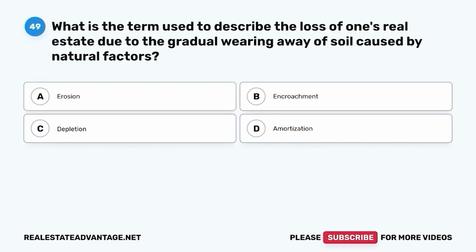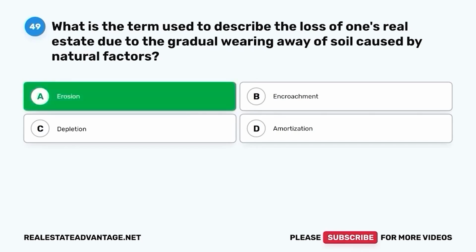Question 49. What is the term used to describe the loss of one's real estate due to the gradual wearing away of soil caused by natural factors? A. Erosion. B. Encroachment. C. Depletion. D. Amortization. The correct answer is A.